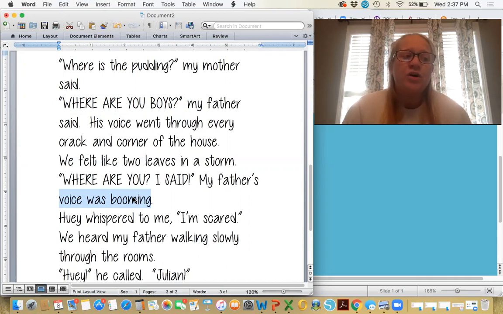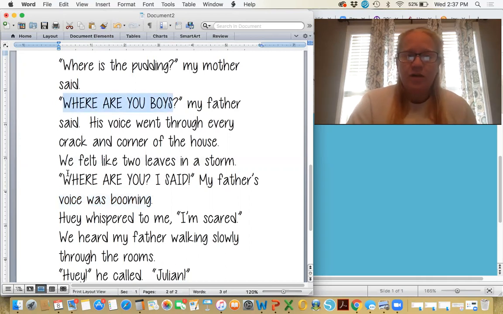Okay, so the author used the capital letters, for example, here and here. They used the capital letters to show that the dad was mad, or to show how he was feeling, or that he was using his really loud voice.